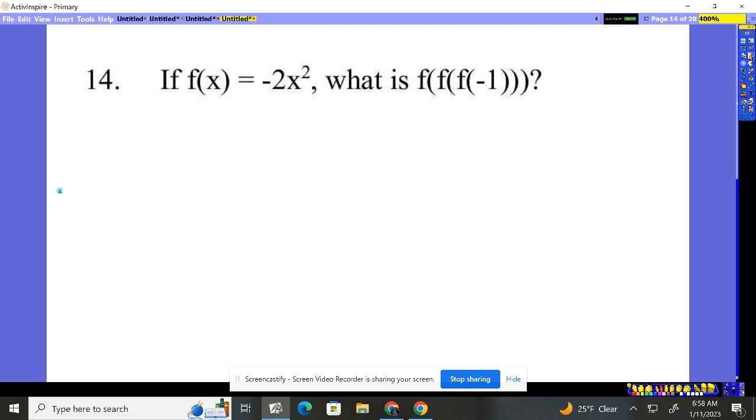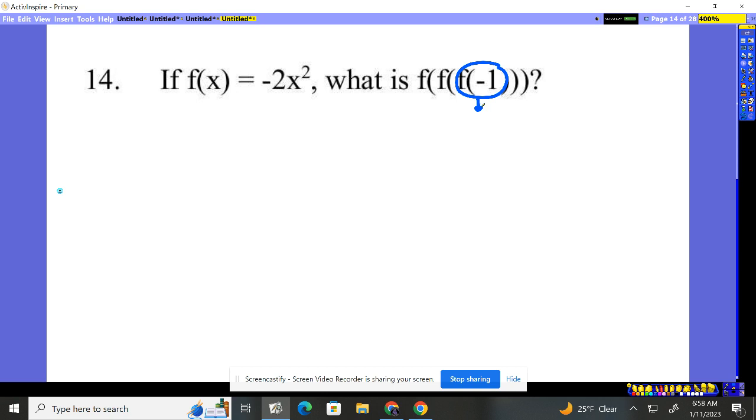Number 14, if the function f of x is equal to negative 2 times x squared, what is f of f of f of negative 1? So we're just putting in negative 1, getting an answer, plugging that answer back in, getting that answer, plugging back in. So let's just do this inner piece first, figure out f of negative 1.